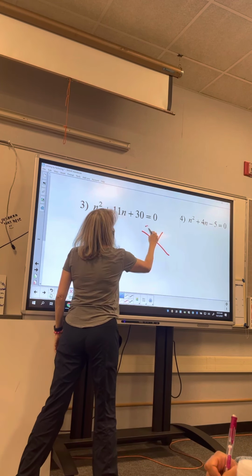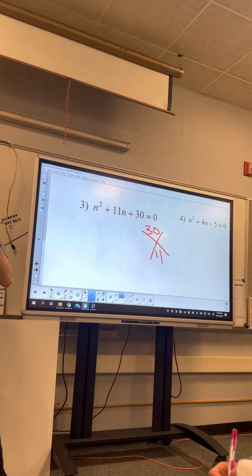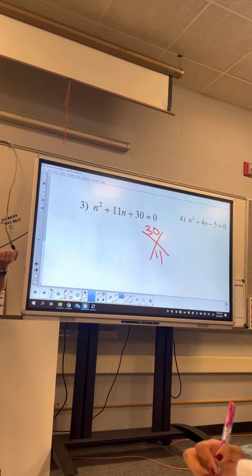Factors of 30: 2 numbers that multiply to be 30 and add up to be. Oh, it's math again.